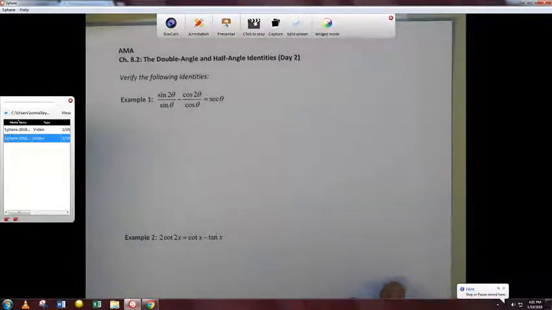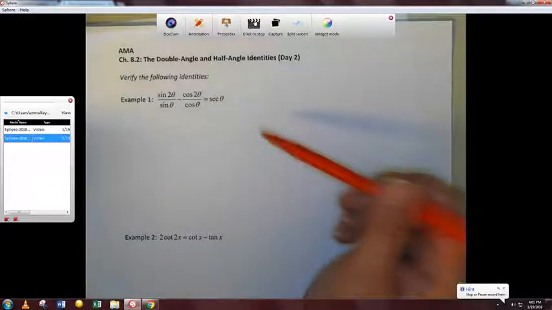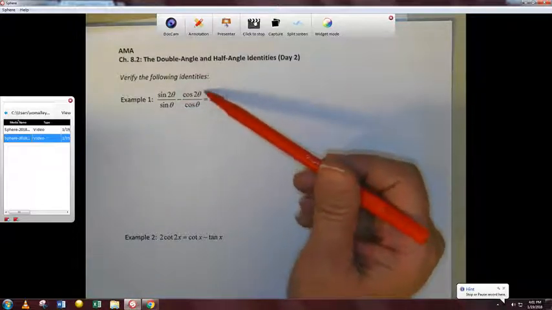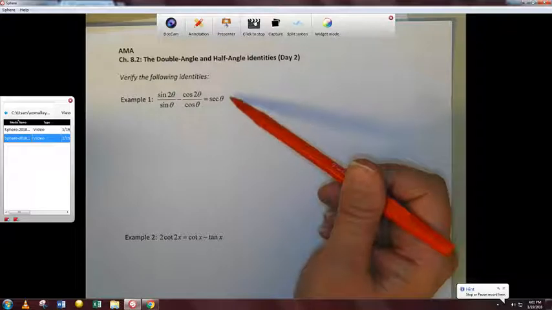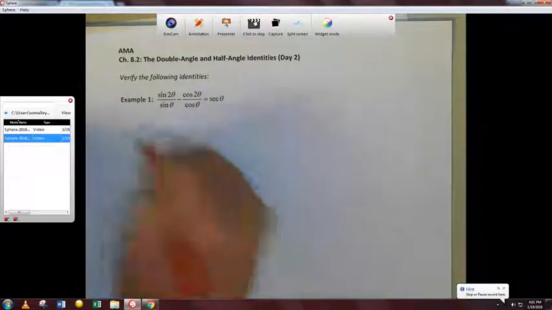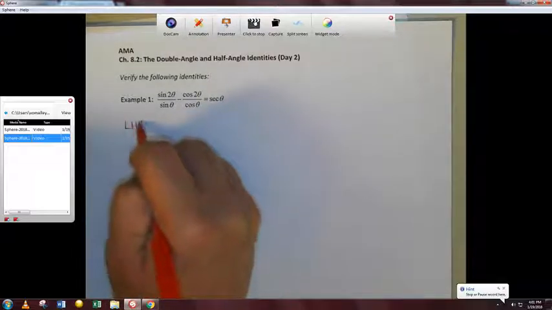All right, we're going to verify some identities using the double angle and half angle identities that we learned the other day. We're going to start with example 1, which says sine 2 theta over sine theta minus cosine 2 theta over cosine theta equals secant theta.